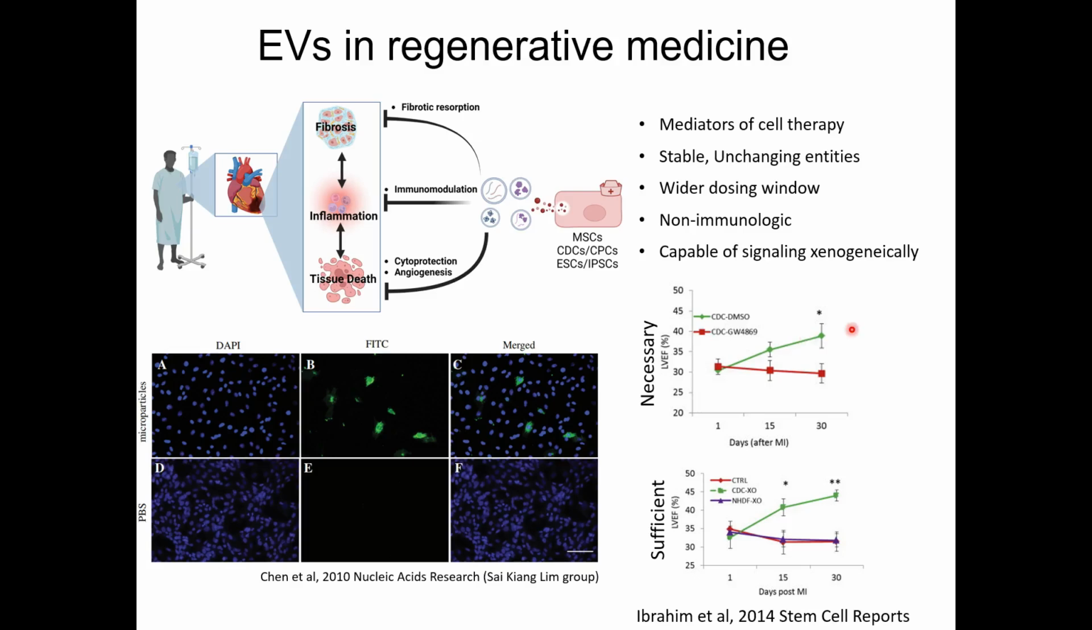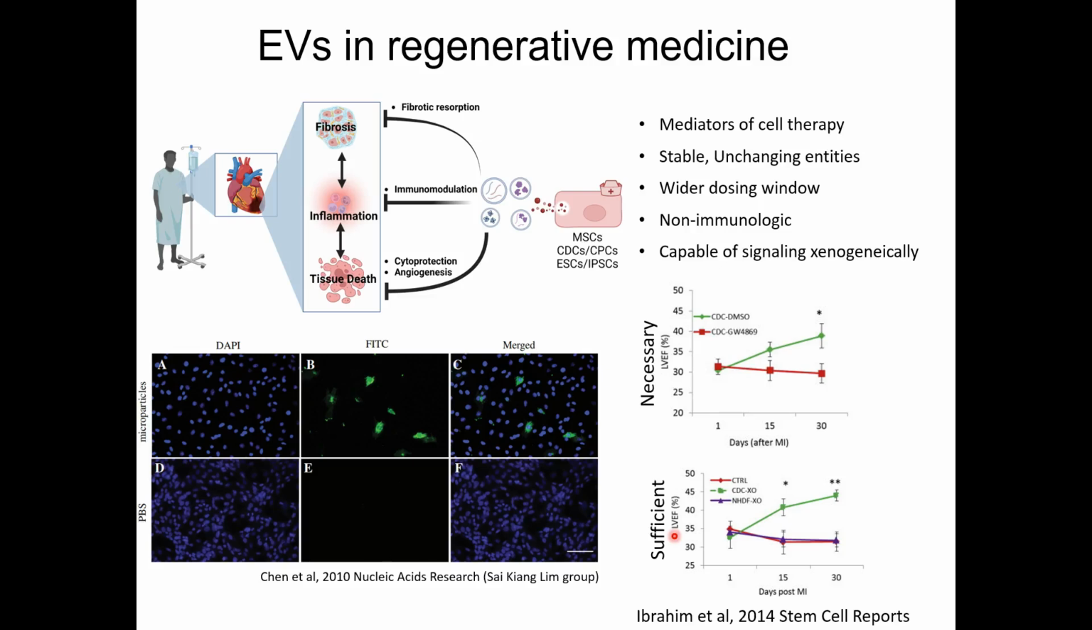If you inhibit the ability of the cells to release EVs, then as you can see, this red line, cardiac function decreases over time, whereas with CDCs that are capable of secreting EVs, that function is retained. And if you inject CDC EVs in place of the cells, then you're able to recapitulate the full effect, whereas EVs from fibroblasts are therapeutically inert.